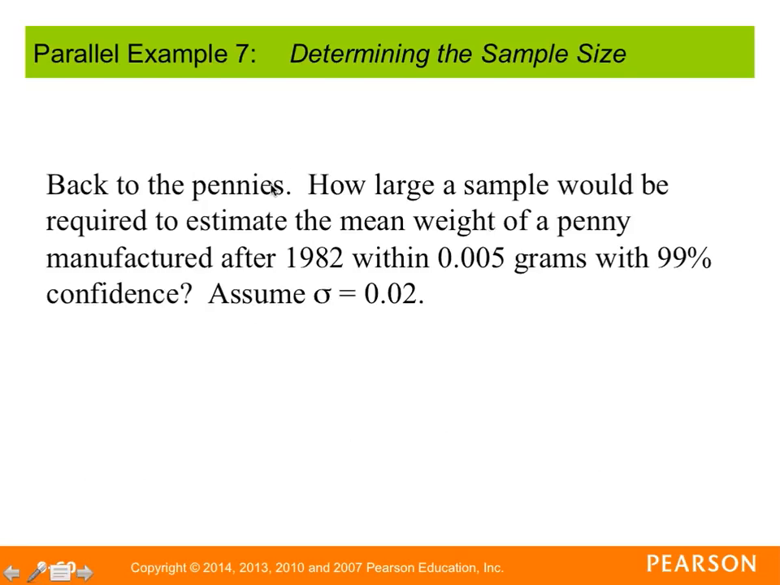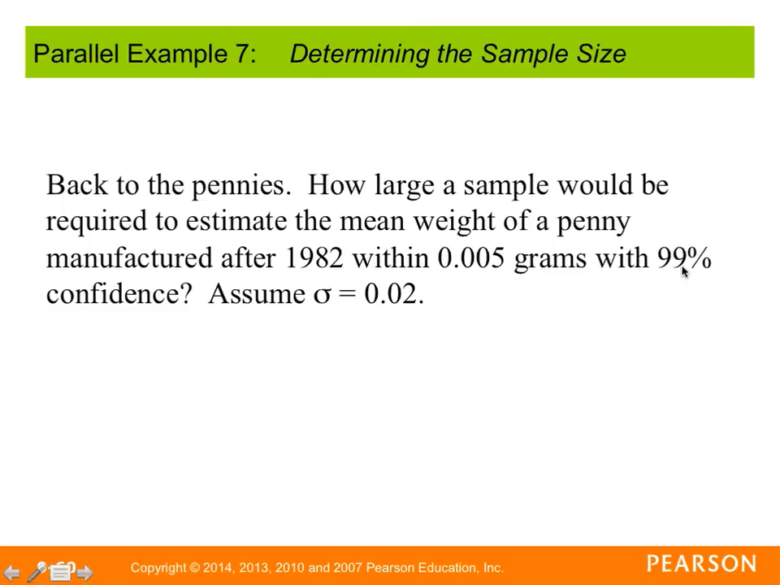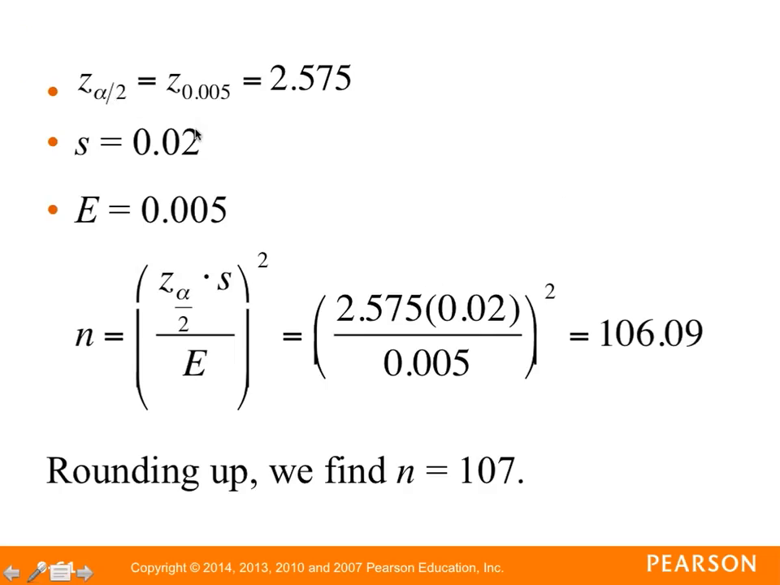So let's go back to our pennies. Let's figure out how large of a sample would be needed to estimate within 0.005 grams with 99% confidence. And we want to assume that our population standard deviation is 0.02. So in order to do this, we need to look up a critical value. We want 99% confidence. That means that alpha over 2 is 0.005 because alpha would be 0.01 or 1%. And you get 2.575 as that critical value.